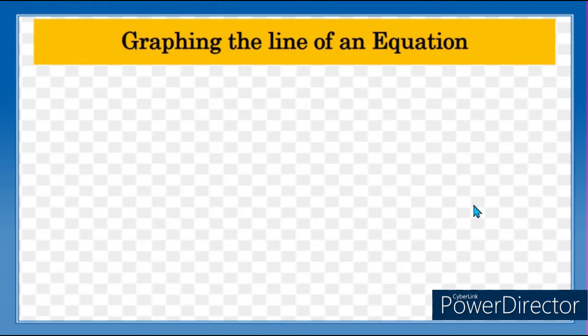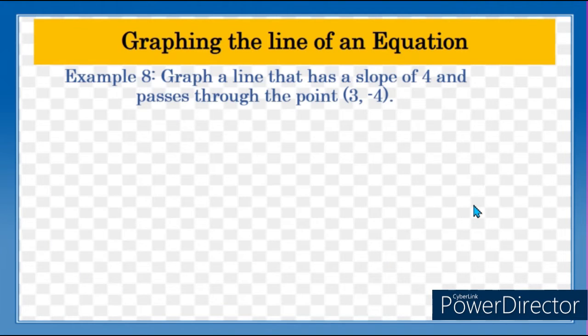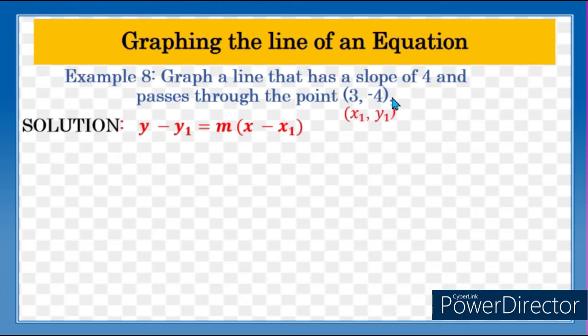Okay, another one, we have here, let us graph a line that has a slope of 4 and passes through the point (3, -4). Okay, so we have the point-slope form. So we have y minus y sub 1 is equal to m times x minus x sub 1. Take note that the x sub 1 and the y sub 1 here is 3 and negative 4, and our slope is positive 4. So substitute lang po natin yung value ng y sub 1. So we have here y minus negative 4 is equal to 4 times x minus 3.